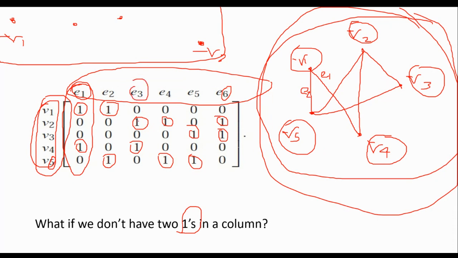What about E3? This is between V2 to V4. This is E3. E4, this is V2 to V5. So this is E4. What about E5? This is V3 to V5. This is E5, and E6, this is V2 to V3. Okay, now this is a complete solution for that question, okay?